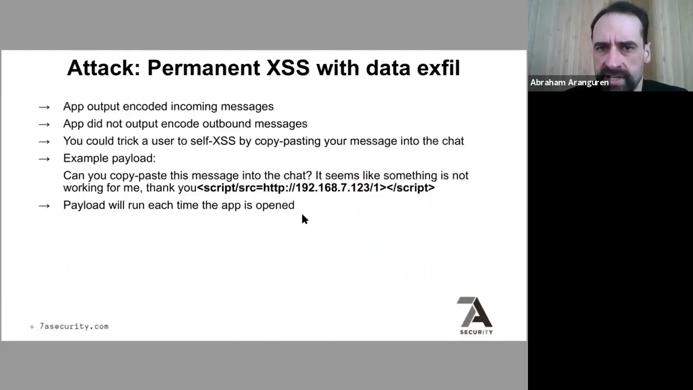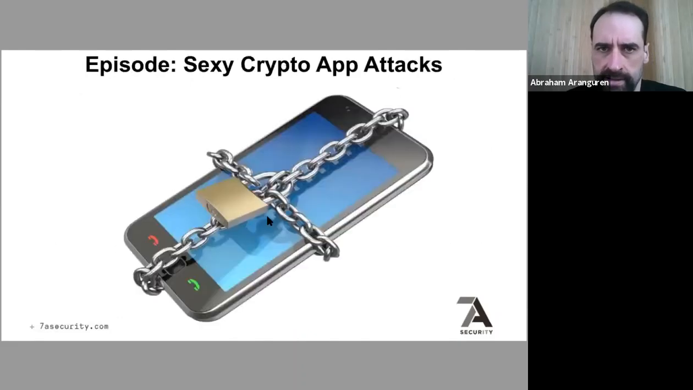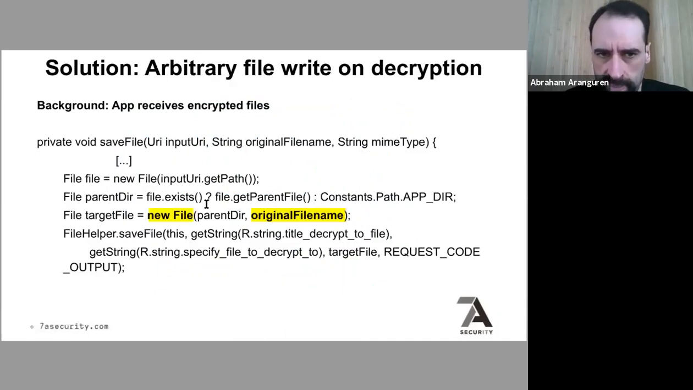So this is another XSS with exfiltration on iOS. We've seen this before. Let me see. Yeah, this is a cool vulnerability, and I'm going to explain this one. You have a secure messenger, so users can send each other encrypted files. But the vulnerability here was that when you decrypted a file from somebody else, the file name used to create the file on the file system was the original file name provided by the user without any sanitization.